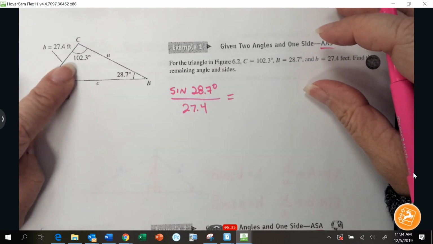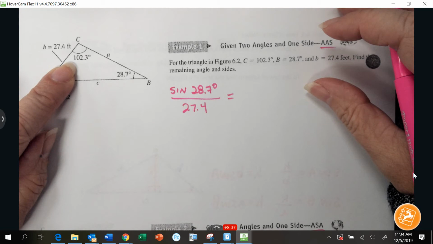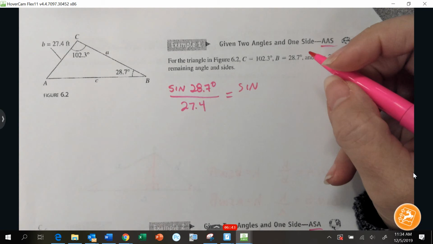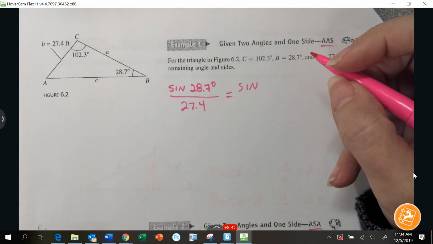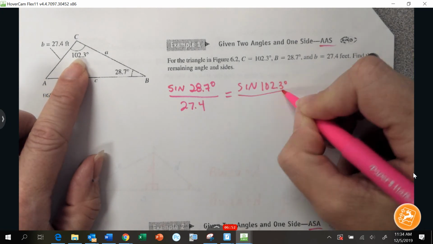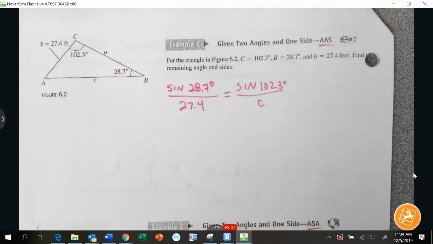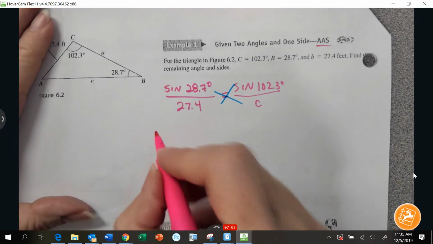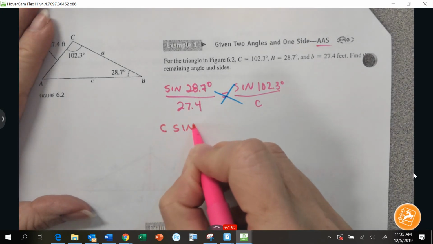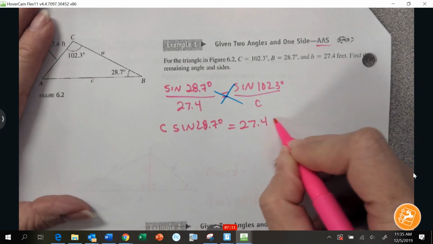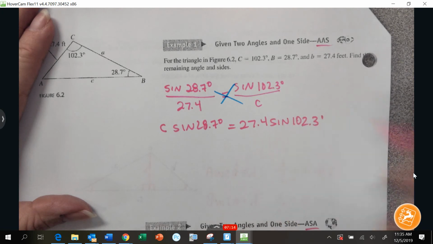So I'm going to look here and I say, well, I know the angle C is 102.3 degrees. So I'll say sine of angle C, which is 102.3 degrees, divided by little c, which I don't know. They have to be equivalent. How can we solve? Cross multiply. So when I cross multiply, I'm going to get C times sine 28.7 degrees equals 27.4 times sine 102.3 degrees.